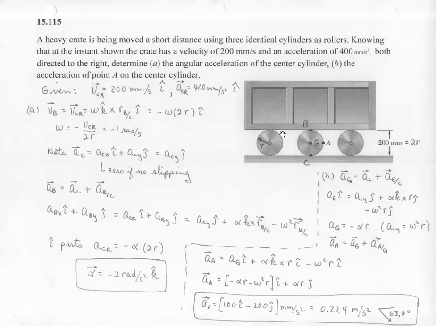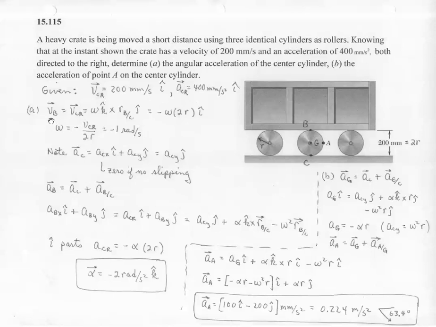It would be the same for all these cylinders, by the way, but we'll consider the center one here. Each of them has a radius, a little r. The point B is the point on the center cylinder in contact with the crate, and the point in contact with the ground is C. The center I'm going to call G, for the center of mass. We're given that 2r is equal to 200 millimeters, so the radius itself is 100 millimeters. The velocity of the crate is 200 millimeters per second, and the acceleration of the crate is 400 millimeters per second squared, both in the i direction.